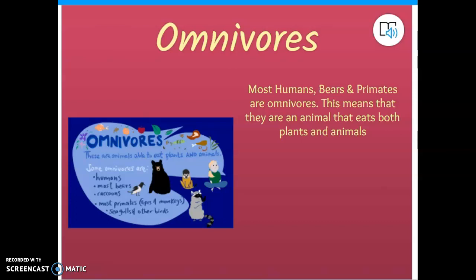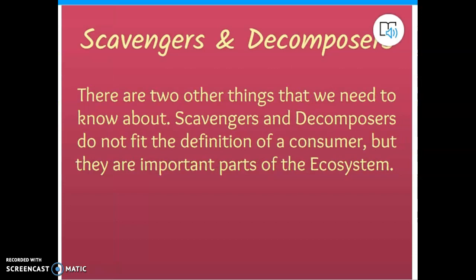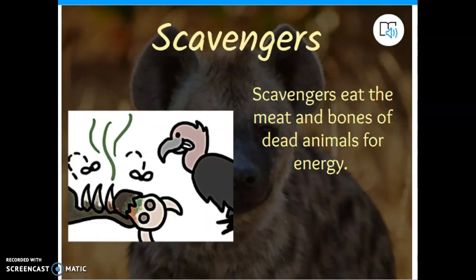And then we have these two, I guess, kind of offshoot things. They consume food, but they consume some very odd things, and that was scavengers and decomposers. Scavengers eat the meat and bones of dead animals, and that's how they get their energy. They don't really hunt for food. They kind of find dead things and they eat them, and they have a very important role.